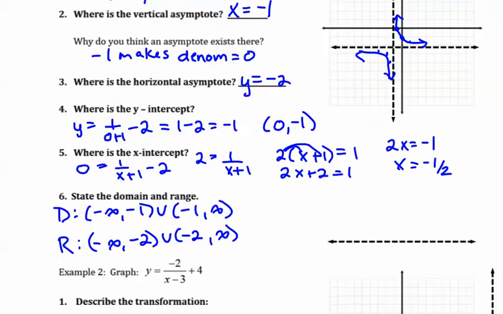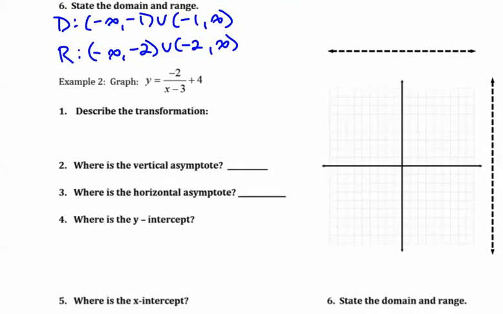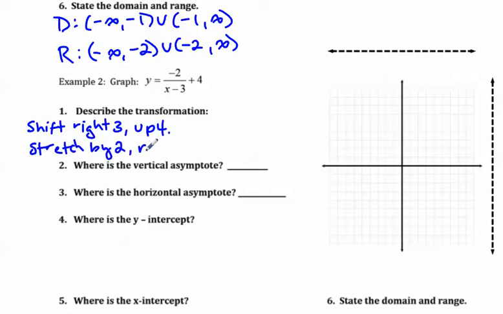Alright, for the next one, let's analyze it before we graph it. So what transformations do we have? We still have some shifts. We have shift right 3, and up 4. This time, though, we have a 2 in our numerator, so that's a stretch of 2, and then the negative is going to flip vertically. So let's see, stretch by 2 and reflect vertically.